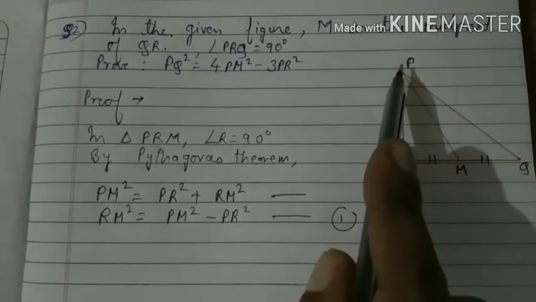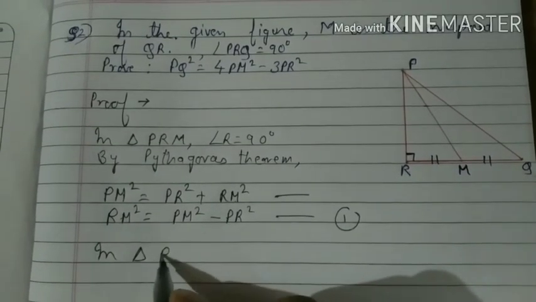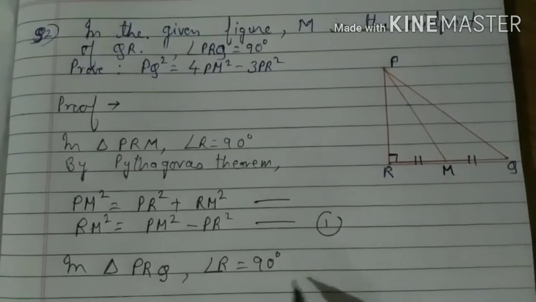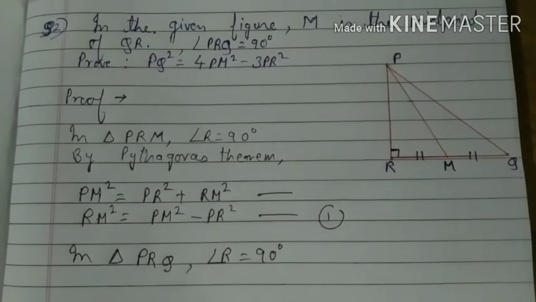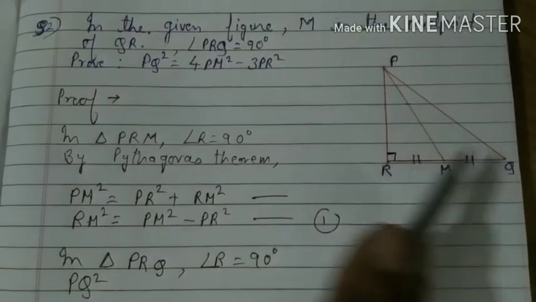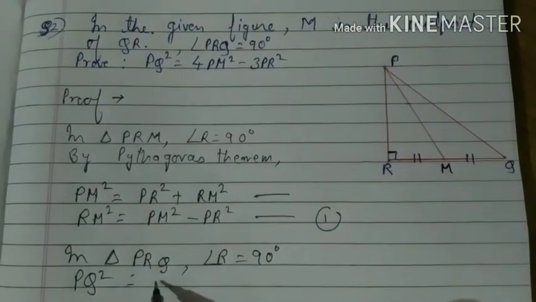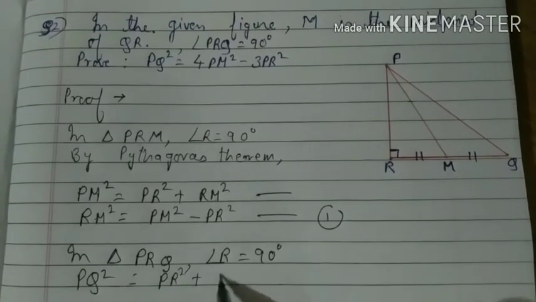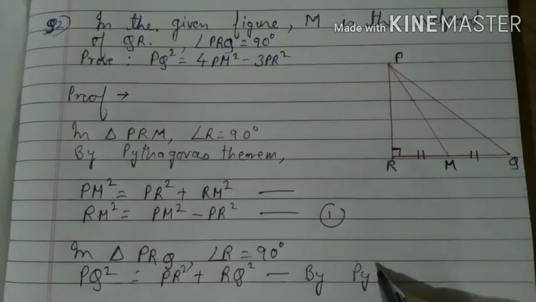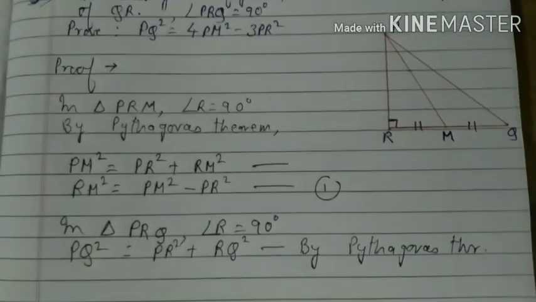Now I will take this triangle PRQ, this exterior triangle. So in triangle PRQ, angle R is again 90 degrees. So I will use Pythagoras. So PQ square will be equal to PR square plus RQ square. The reason is, by Pythagoras theorem.